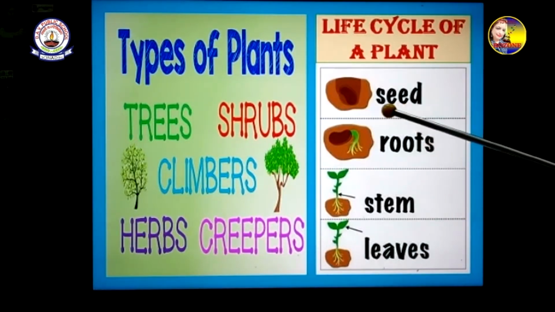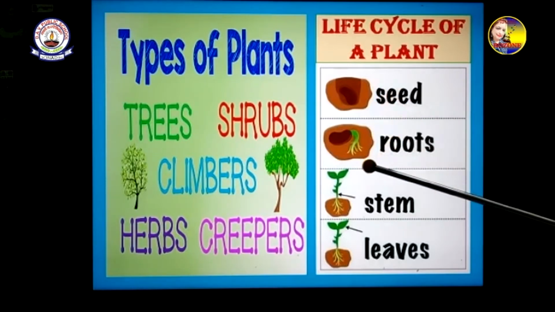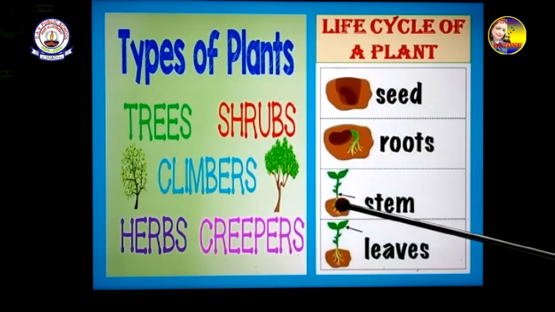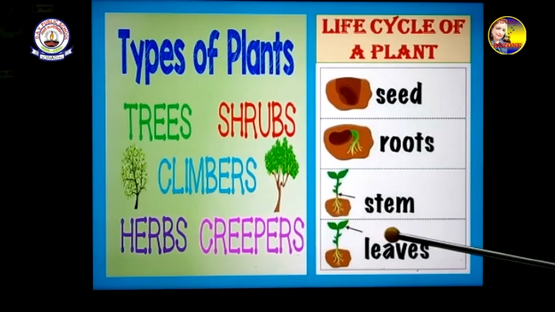And this is the life cycle of a plant. We sow the seed, then from the seed roots come out inside the ground. Then here this is the stem, and then the leaves come out, and then it grows big.